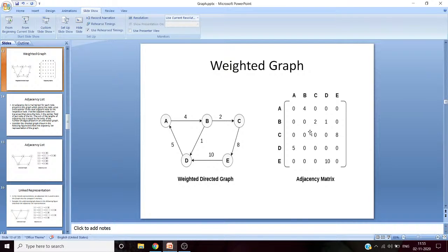Otherwise, it's the same as the adjacency matrix. Just put the weight instead of 1 and 0. Put the weight if there is an edge. A to B there is an edge, yes, but there is a weight, that's why we are putting the weight over here. This is how the adjacency matrix is defined for the weighted graph. Weighted directed graphs and weighted undirected graphs exist as well.